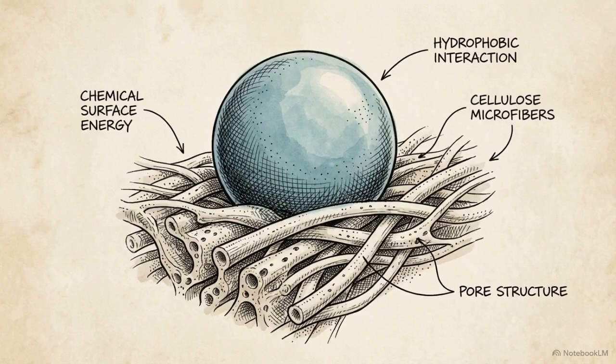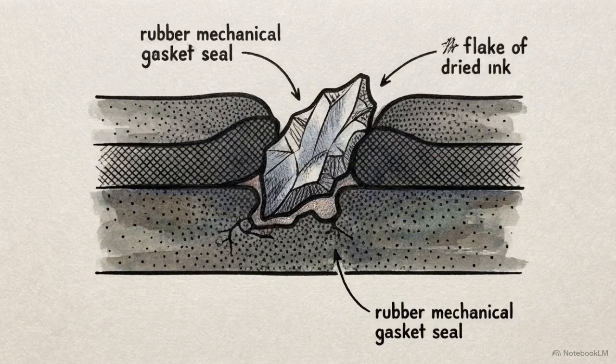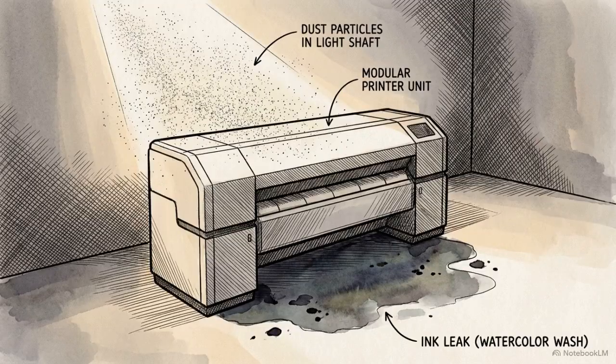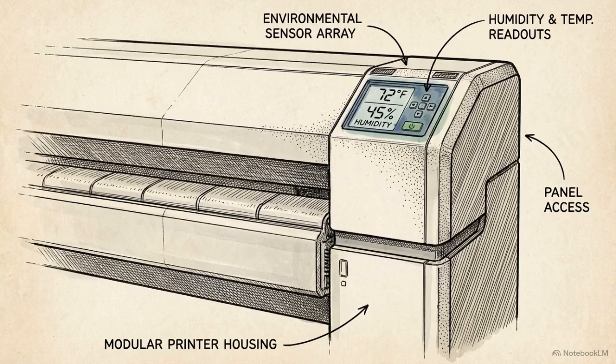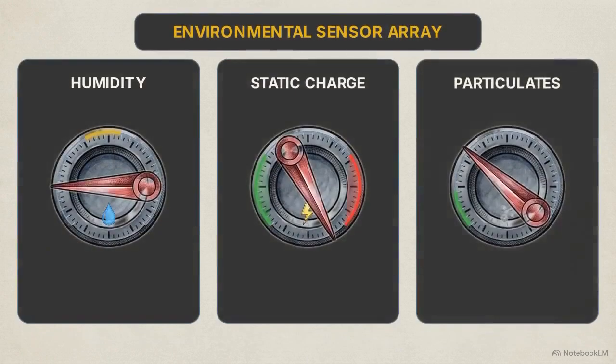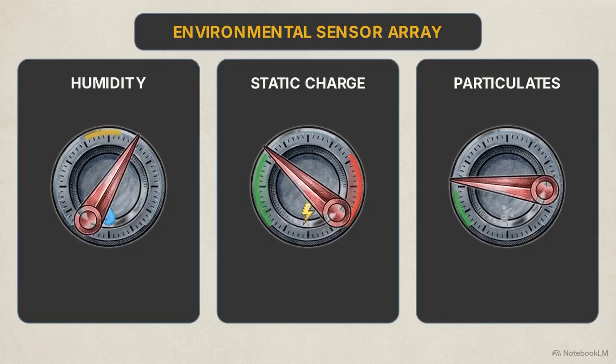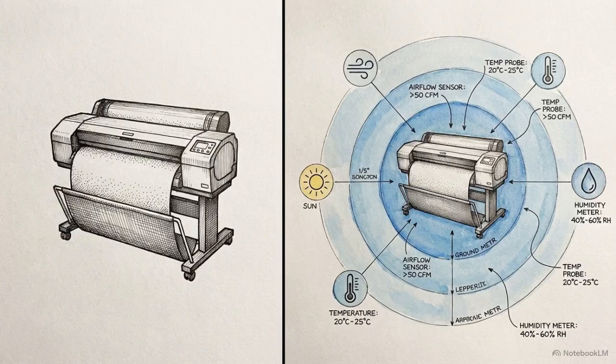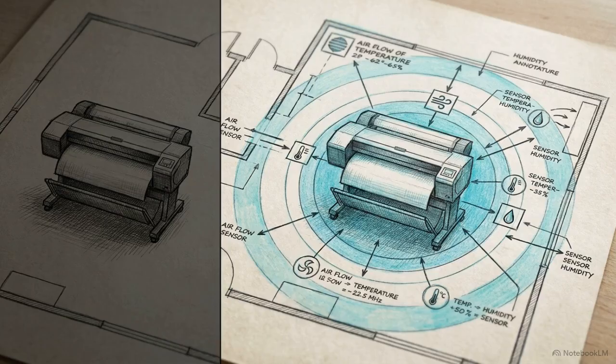Chemical surface energy, electromagnetic static, and micro debris represent the three primary external factors that dictate print quality. The machine functions as a sensitive environmental sensor, reacting to the specific humidity, charge, and particulates of the room. This split-screen blueprint illustrates the requirement for long-term print quality. You have to zoom out from the hardware on the left and actively manage the environmental metrics on the right.